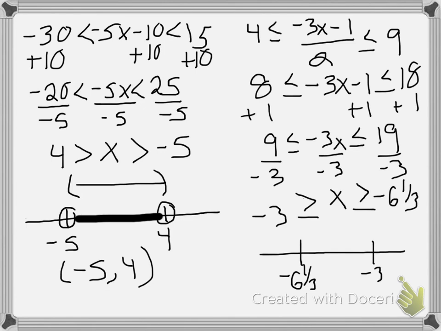Here's negative 3. We have solid circles going on here. Why do we have solid circles going on? Because they actually do have the equal to part, right? So we fill in between. And what happens up here? Instead of parentheses, we now have squares. Okay. So what does that give us? That gives us negative 6 1/3 and negative 3.